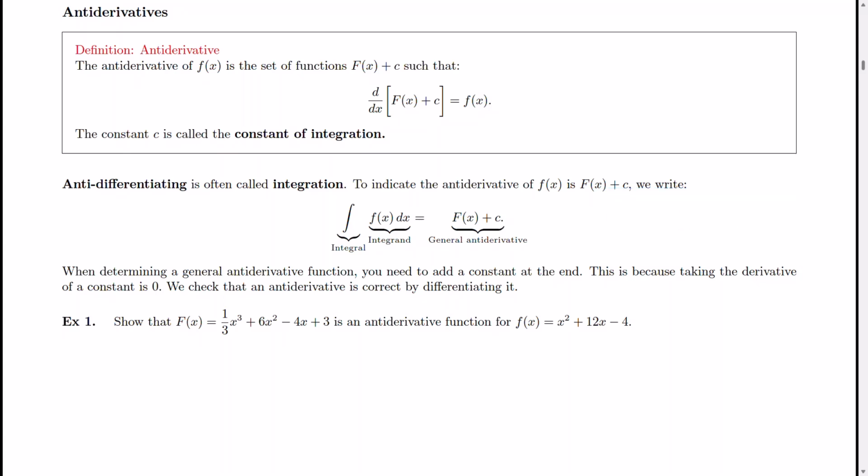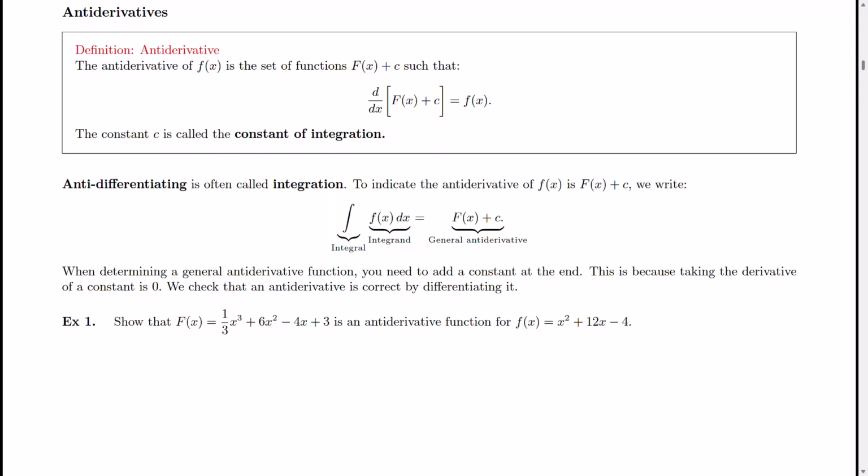So, in other terms, we are trying to undo the work of derivatives in this chapter. We're doing the opposite process. What we're given is a derivative of something, and we want to know what was the function that we differentiated to find the little function f of x that's given to us in the problem.